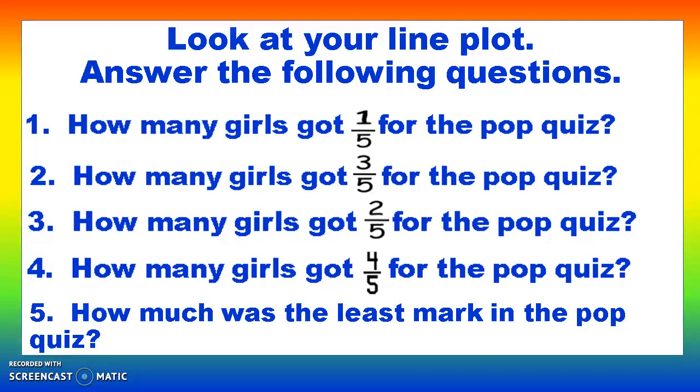How much was the least mark in the pop quiz? Excellent. 1/5 was the least mark in the pop quiz. Now you can make your own. Make your own data with fractions. Make sure the denominator is the same. Draw a number line and put all your data on there. Have fun making your own.